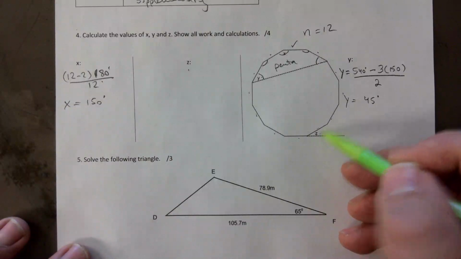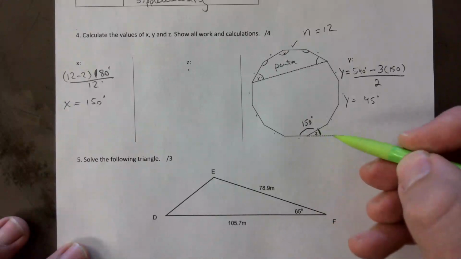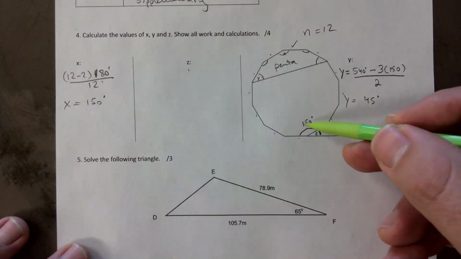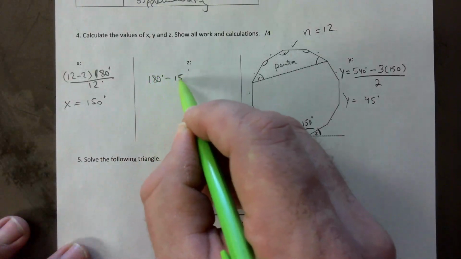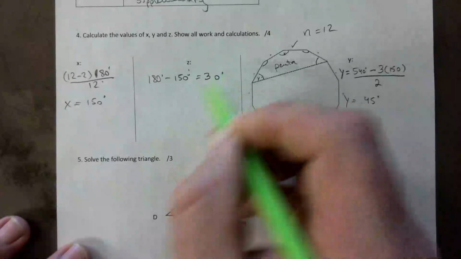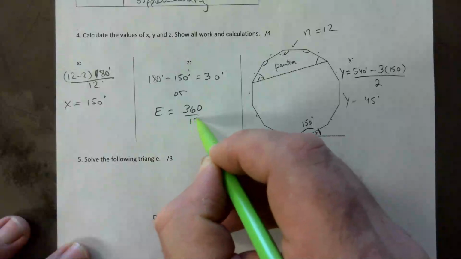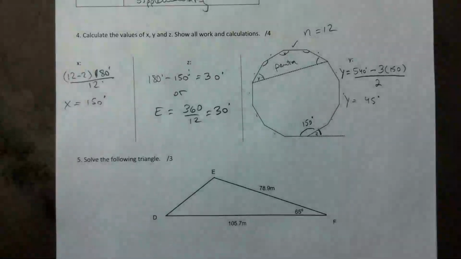Z is right here. I know that this is 150 and Z is an exterior angle. So you could either go 360 divided by 12 or 180 minus 150. So that's 30 degrees. Or exterior angle is 360 divided by 12, which is 30 degrees. Whichever one is easier for you.